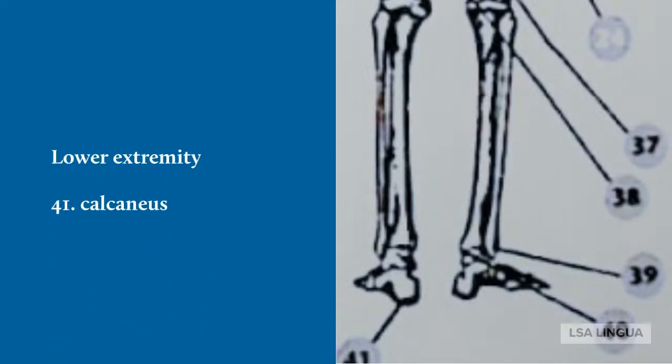The last bone we're going to discuss as a part of the lower extremity can be found in 41, the calcaneus. This is the large bone forming the heel, so the heel bone.